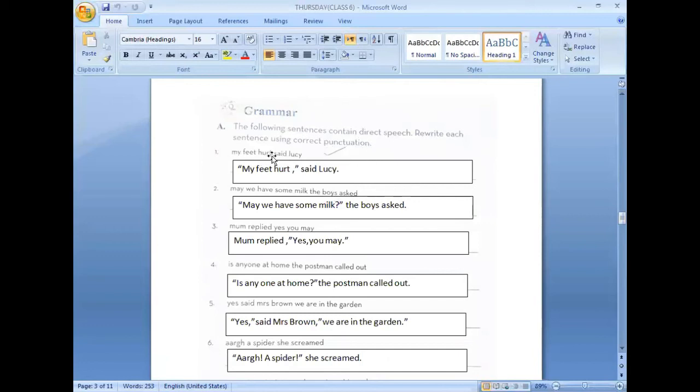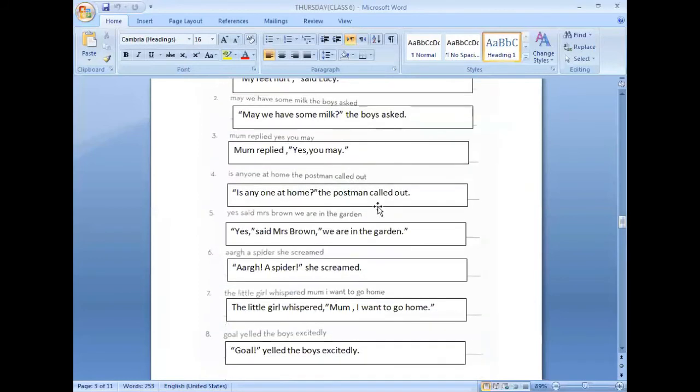So, "My feet hurt," said Lucy. Now, here Lucy is saying, my feet hurt. So, inverted commas open, my feet hurt, comma, inverted commas closed, said Lucy. Then there is another sentence: may we have some milk, the boys asked. Now here the boys are asking something. It is an interrogative sentence. So inverted commas open, may we have some milk, then question mark, and then inverted commas closed, the boys asked.